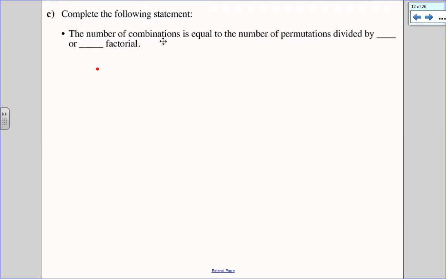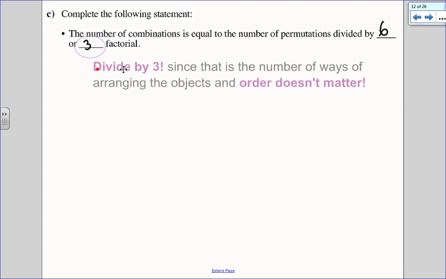So the number of combinations is equal to the number of permutations divided by 6, or 3 factorial. The reason I'm dividing by 3 factorial is because the number of ways of arranging all the objects doesn't really matter. It's not a first place, second place, third place scenario.